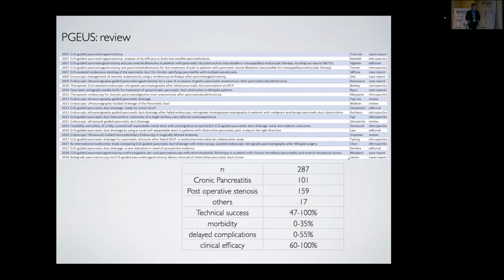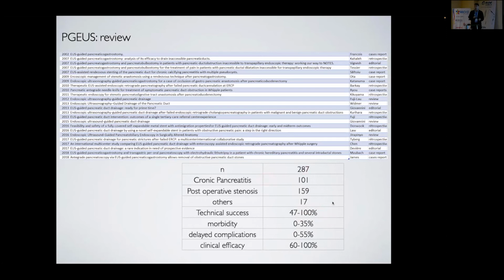In the literature, you have some papers, but very, very various data. You have two main indications. We saw them: chronic pancreatitis and postoperative stenosis. You have other indications like pancreatic injury, post-pancreatitis. And you see the technical success is 40 to 100%. The morbidity is 0 to 35%. And delayed complication is also very variable, 0 to 55%. The clinical efficacy is also not standardized, 60 to 100%.